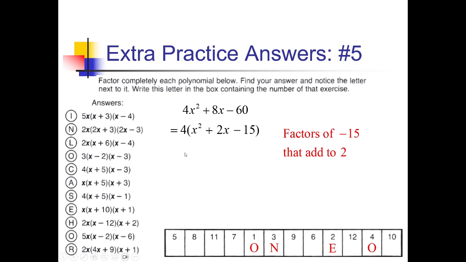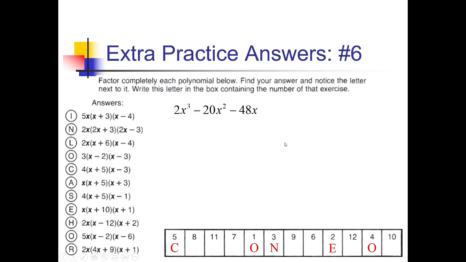So I have the 4 that I took out initially. I have the x minus 3, and now I have an x plus 5 as well. So that gives me, let's see here, I see that combination under choice C right here. So let me put a C under number 5. That's over here, the first letter of the solution of the puzzle.